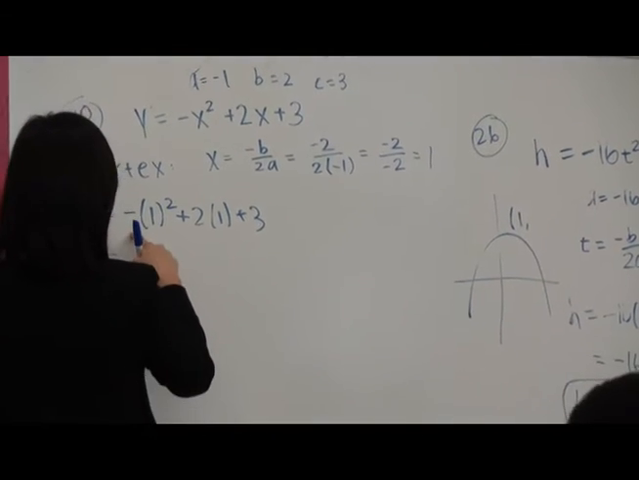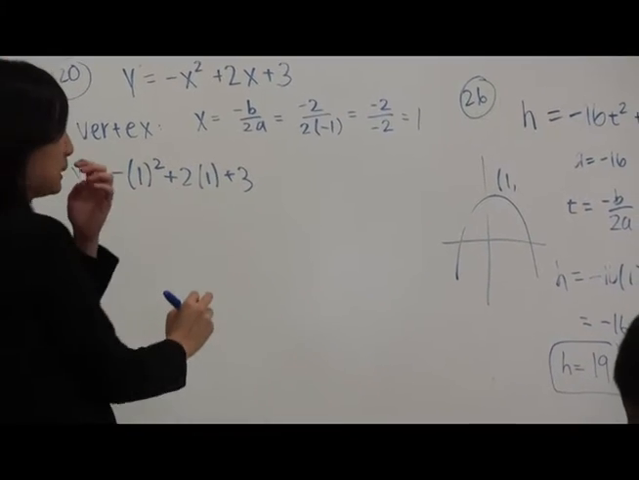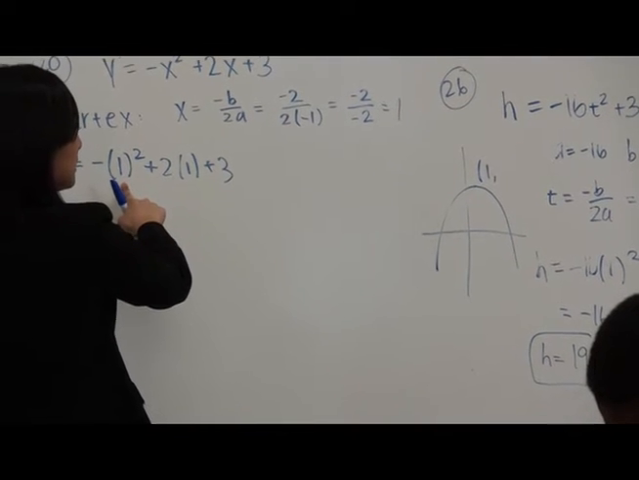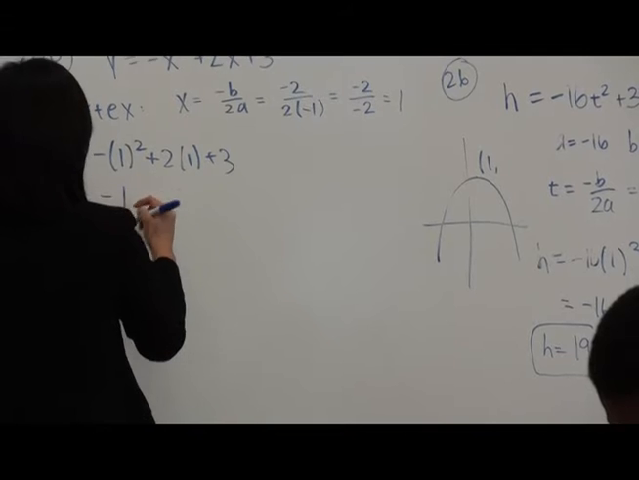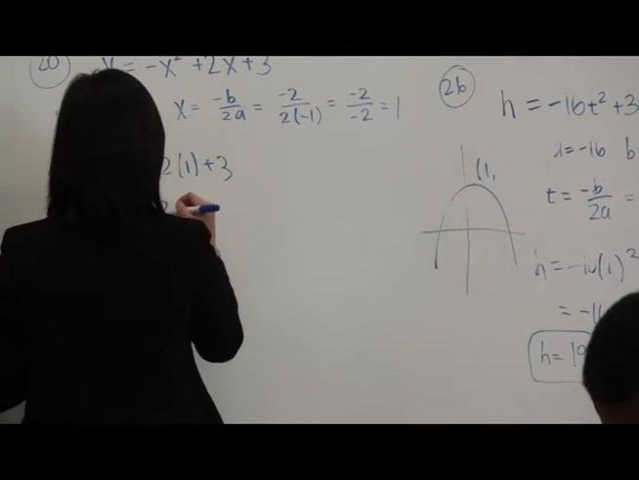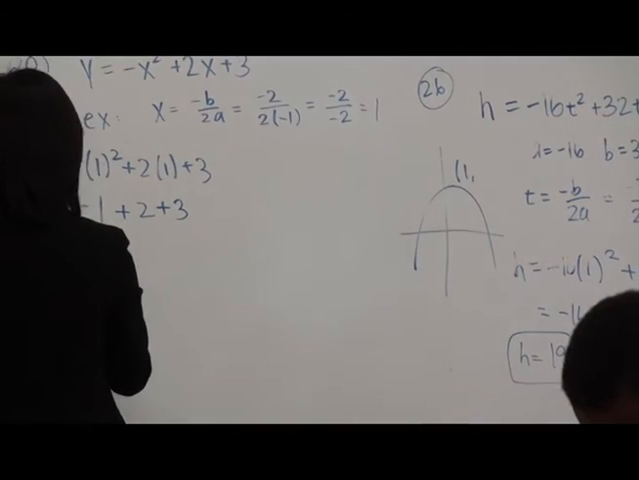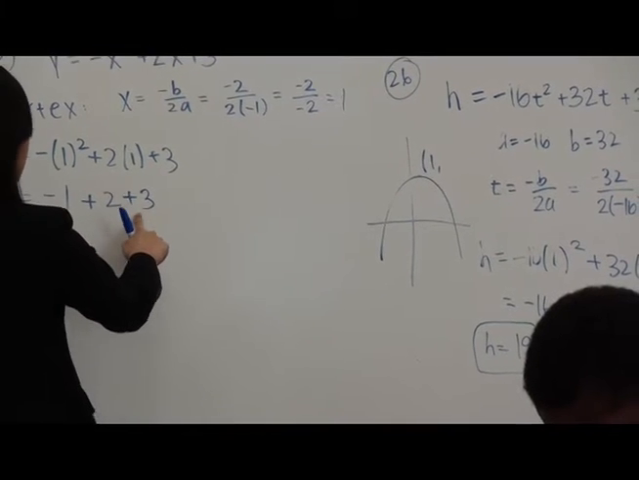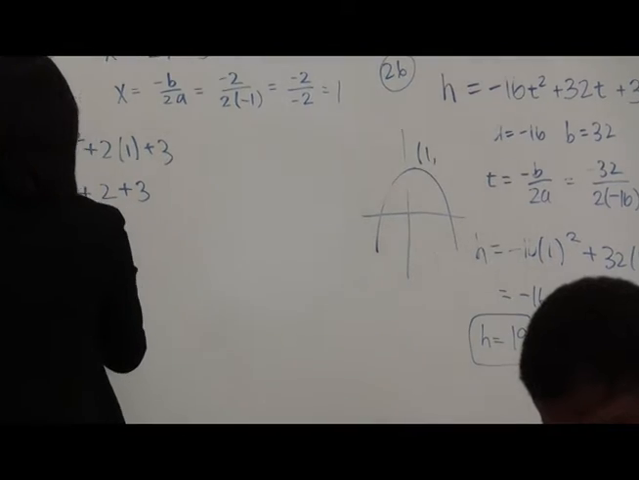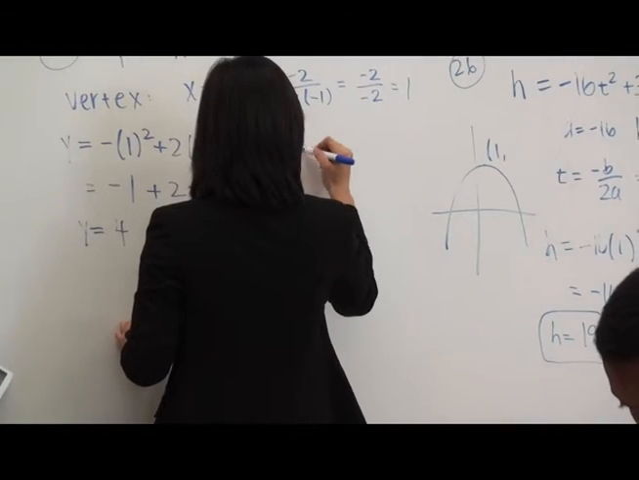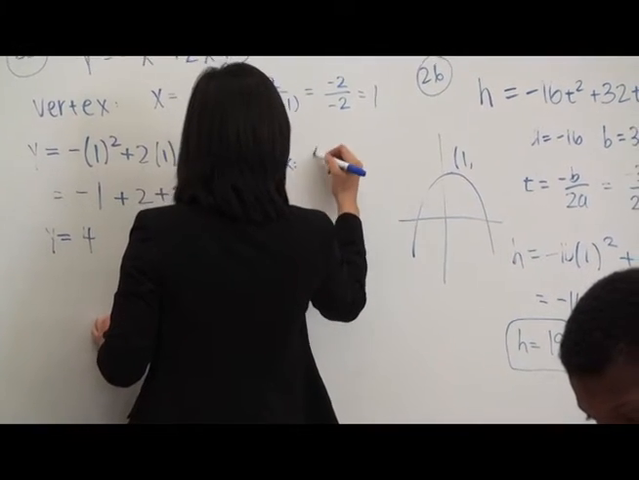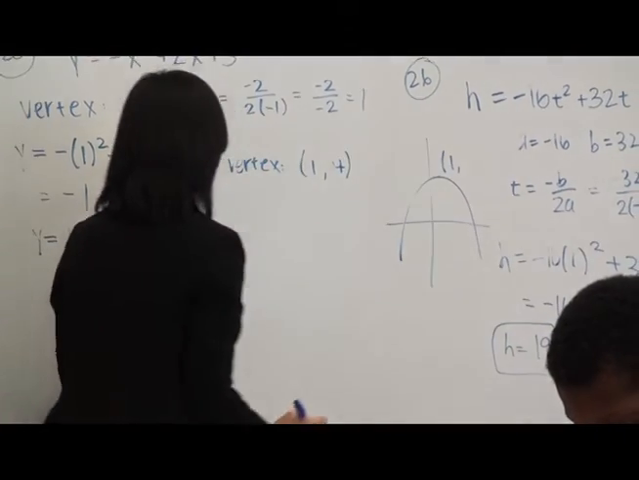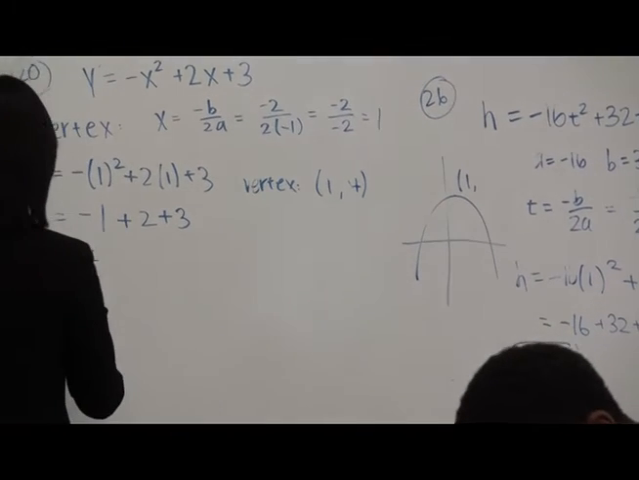So what's negative 1 squared? It's just, only the 1 is squared. So it's negative 1, right? Plus 2 plus 3. Negative 1 plus 2 is 1, plus 3 is 4. So our vertex is going to be the point 1, 4. Okay, and then how do we find our line of symmetry?